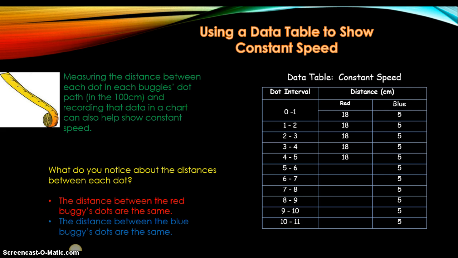So what do you notice about the distances between each dot? If you take a look at the red's column, you'll notice that the distance between the red buggy's dots are the same. When you look at the blue buggy's column, you'll also notice that the distance between the blue buggy's dots are the same. This is another way to show constant speed.